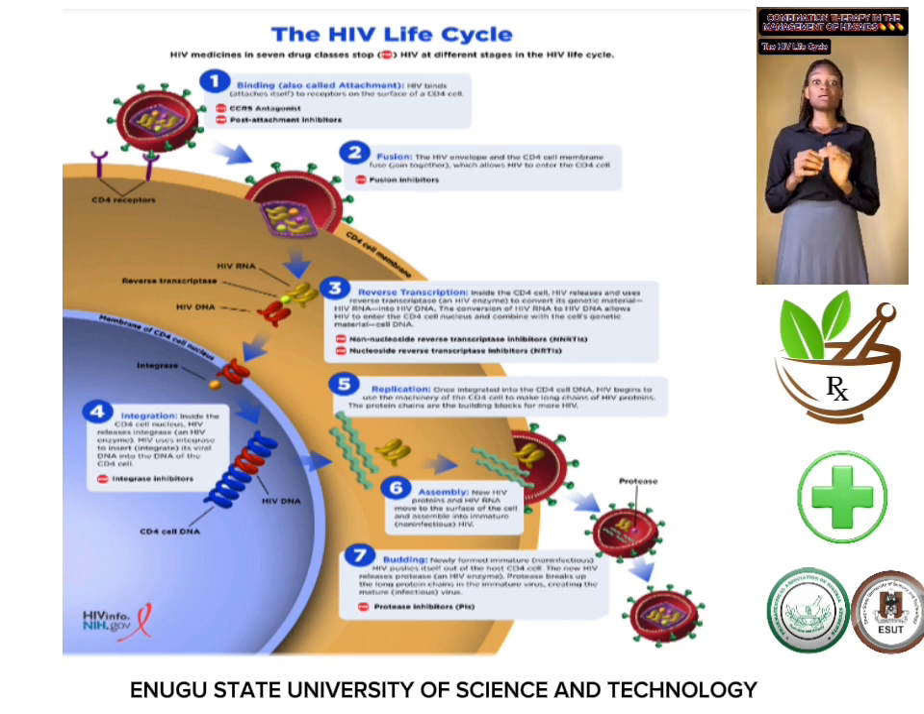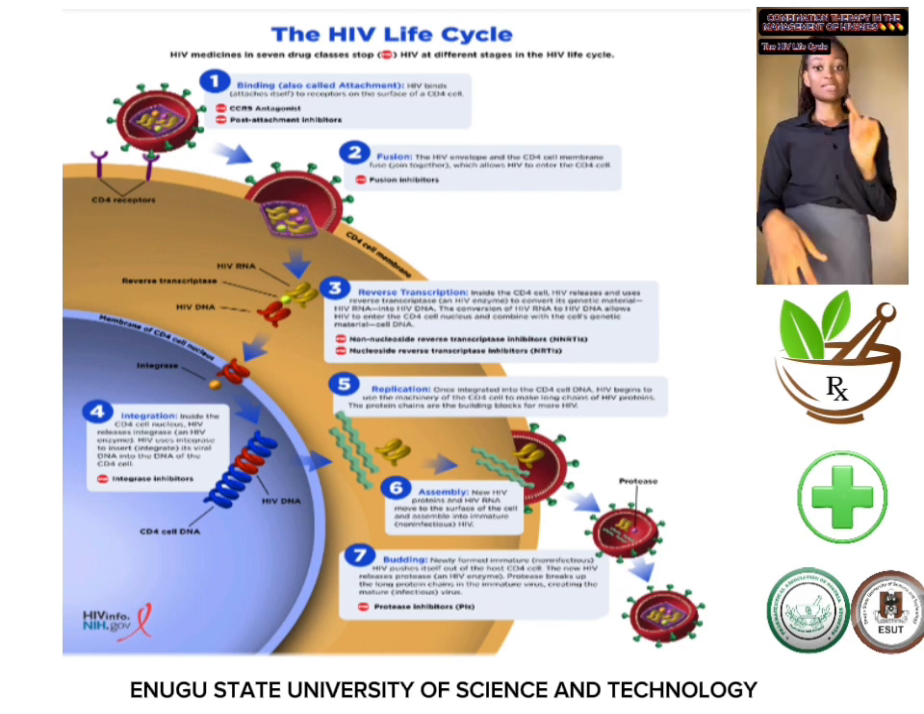And after that, it becomes the budding stage. At this budding stage, the newly formed immature HIV pushes itself out of the host, and the new HIV releases protease. This protease is an enzyme that breaks up the long chain of the immature virus, creating the mature infectious virus, and at this point, a newly formed HIV cell.